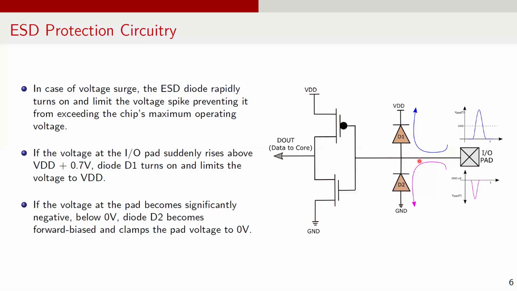Some of the key benefits of these diodes are that they react within nanoseconds, making them ideal for transient events like ESD. Also, they consume almost no power during normal operation. Understanding and implementing robust ESD protection is essential for ensuring the reliability, performance, and longevity of electronic devices.